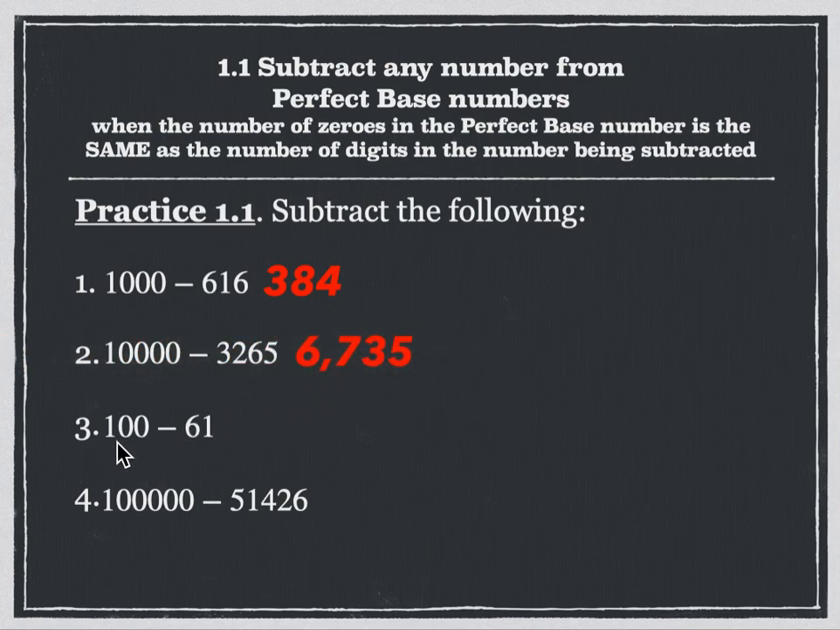Number 3, 100 minus 61. From 9, 3; from 10, 9. So 39. Next, 100,000 minus 51,426. So from 9, from 9, from 9, from 9, from 10. What we have is 5, 8, 5, 7, and 4.